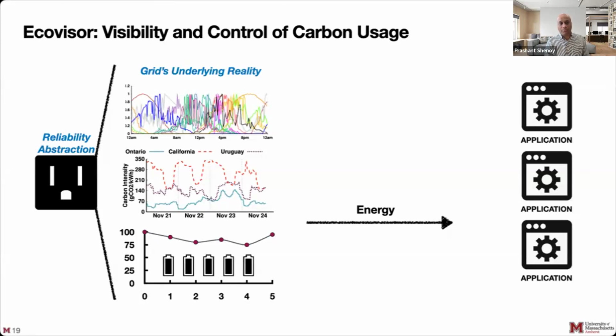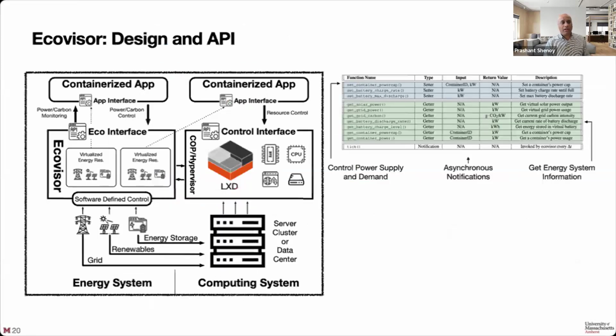All of this is actually exposed through EcoVisor to end applications, which then allow them to perform different types of carbon-aware optimization. Okay? So that's the high-level idea behind EcoVisor. You are essentially providing more visibility into what is happening in the grid, and then you have control mechanisms that allow you to control your energy and carbon usage.